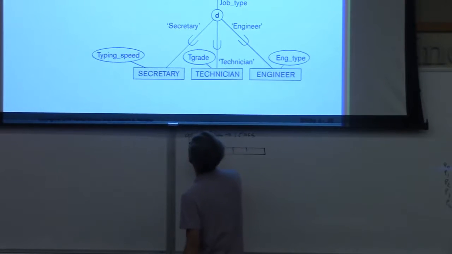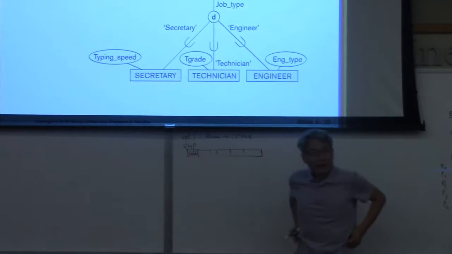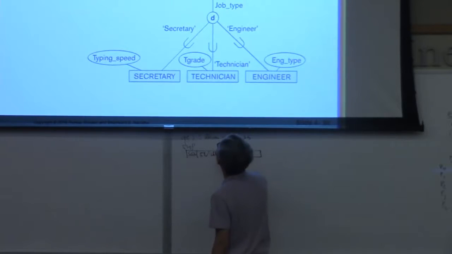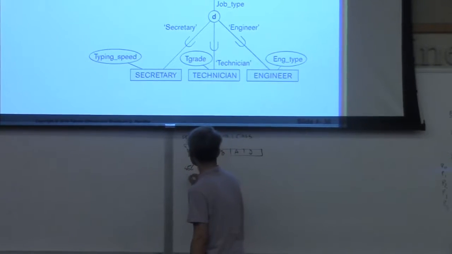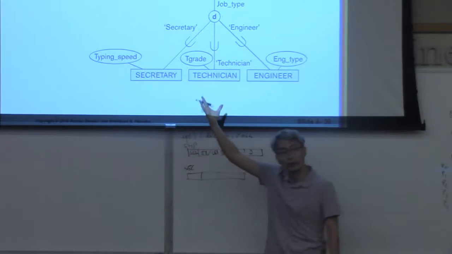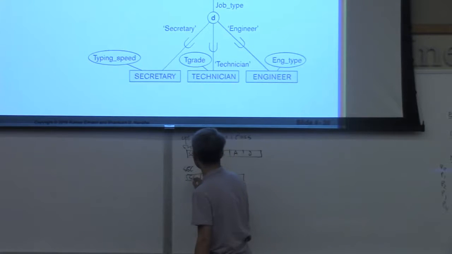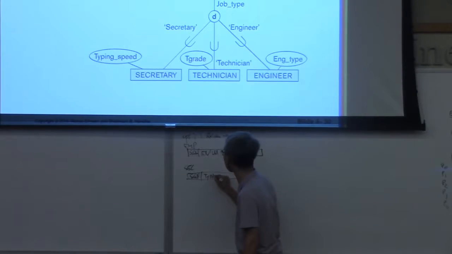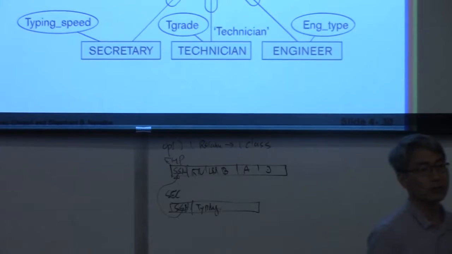So for example, the social security number is the primary key of employee. I'm going to shorten it. Then we have the first name, last name, the initial, birthday, the address and job type, like this one. Then for each subclass, we can create a secretary. So we can use the social security number as the primary key of the secretary. Then it has the typing speed. We don't have to put the other information here because we can just refer to the employee using the foreign key.